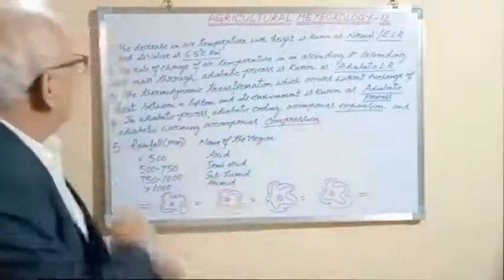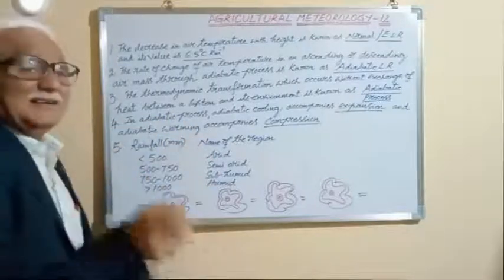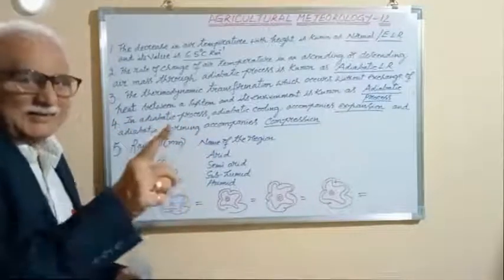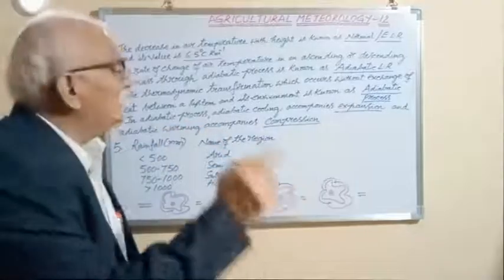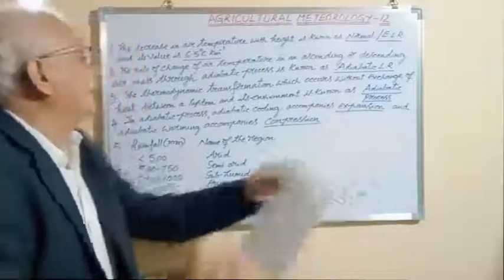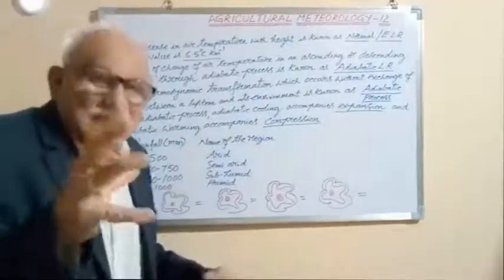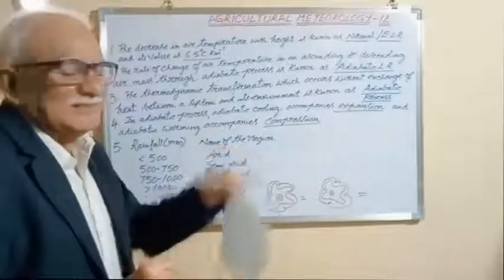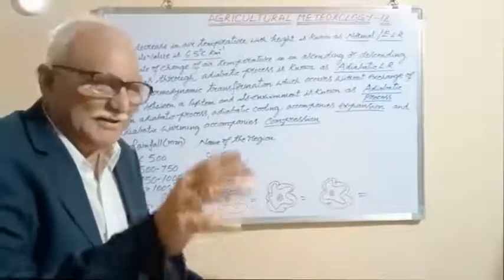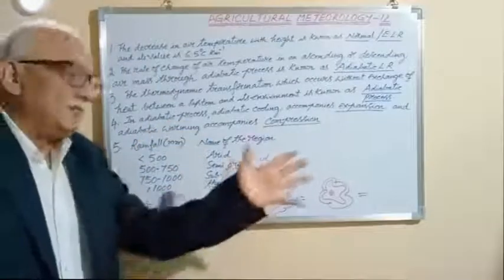No exchange of heat. Now, in adiabatic process, adiabatic cooling, what does it do? It results in expansion, and adiabatic warming accompanies compression. Compression. Now, let us go to classification of the regions.